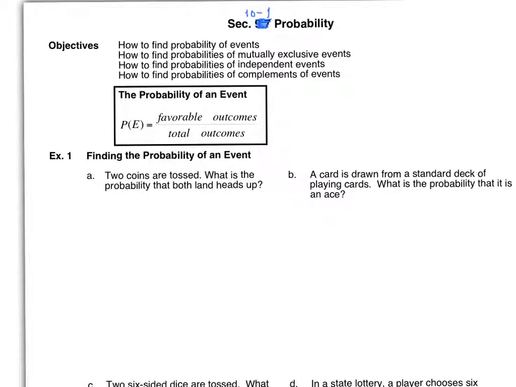All right, so we're just going to look at the probability of events. Nobody should be talking while I'm talking, or we're going to move back to our original seats.